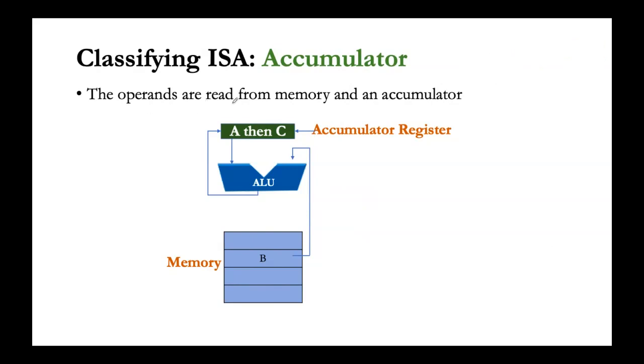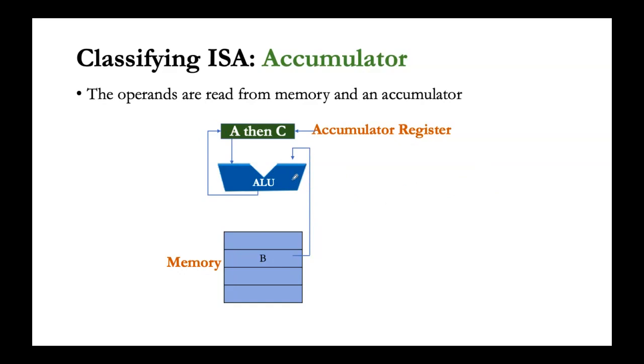In the accumulator type, the operands are read from memory. Memory here means your RAM, and the accumulator. That means, to perform the ALU operation, one operand will be read from the accumulator special purpose register, and the other operand will be read from memory, the operation will be performed, and the result will go and be stored in the accumulator itself. So for C equals A plus B, in that case A is read from the accumulator, the second operand is read from memory, and the result is stored in the accumulator register itself.